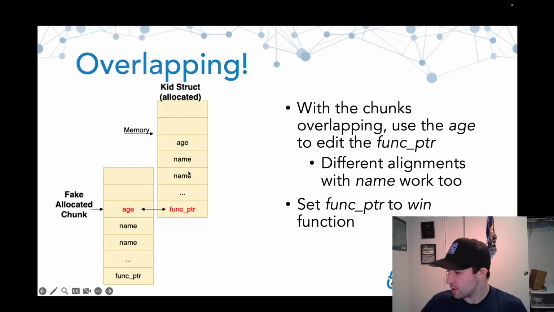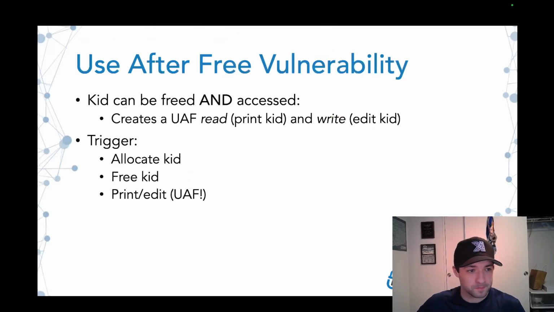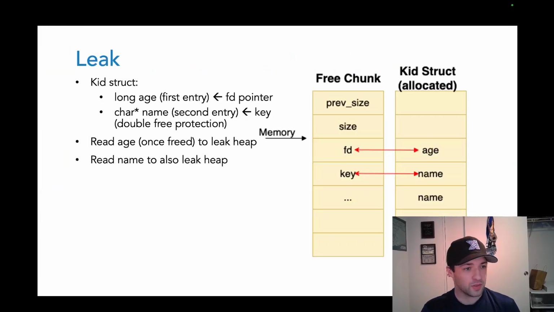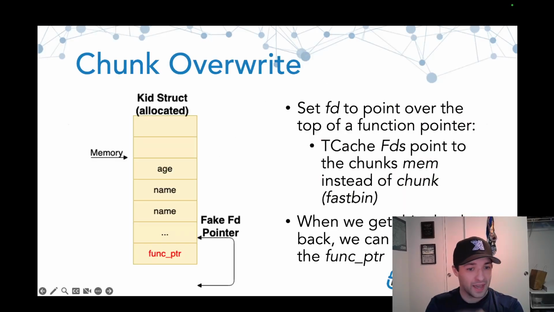So we can look at this one more time just to recap what's going on here. So we have a use after free on the kid structure. We can allocate a kid, free the kid, and then either print for a leak or edit it for the FD poisoning technique. After that, in order to get the leak, we're overlapping the age and FD together. And because the FD is part of the age and it's insecure, we can easily see it. After that, we want to specify the fake FD and the FD poisoning technique to sit over the top of the function pointer on another kid.